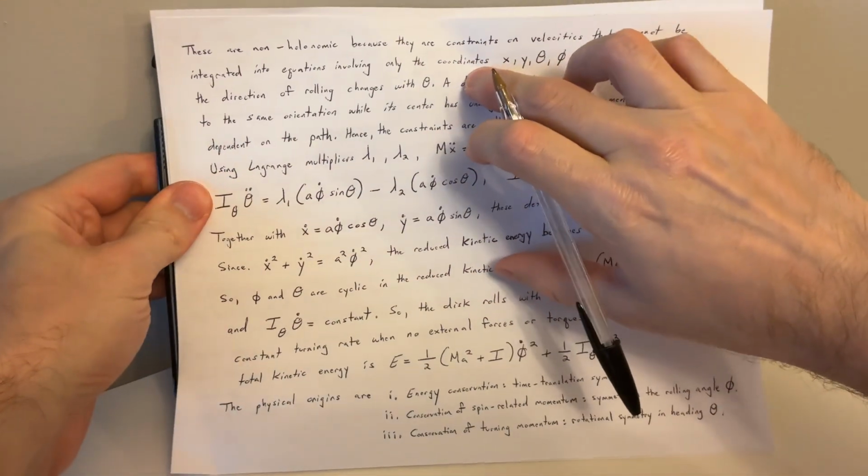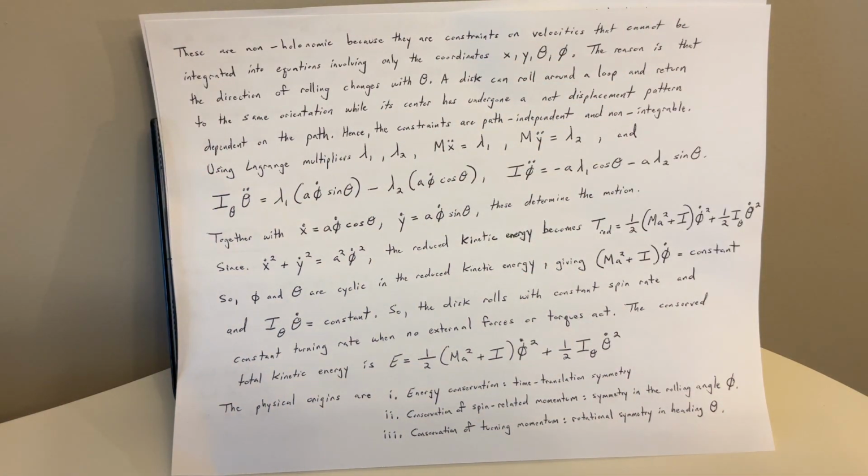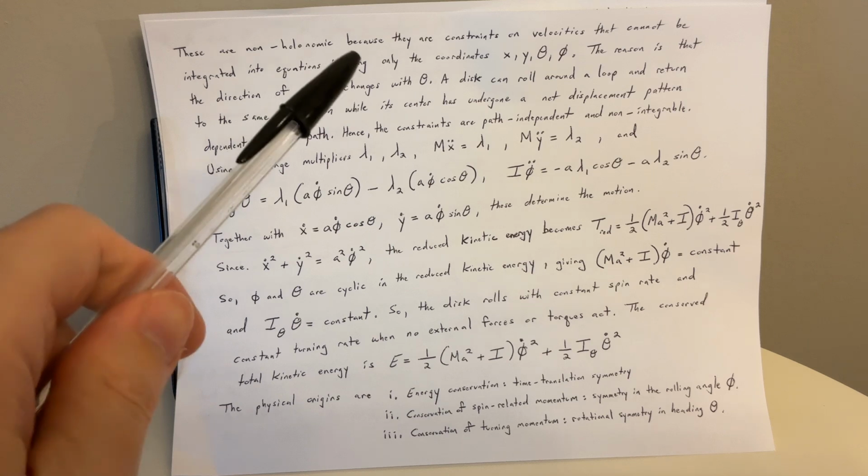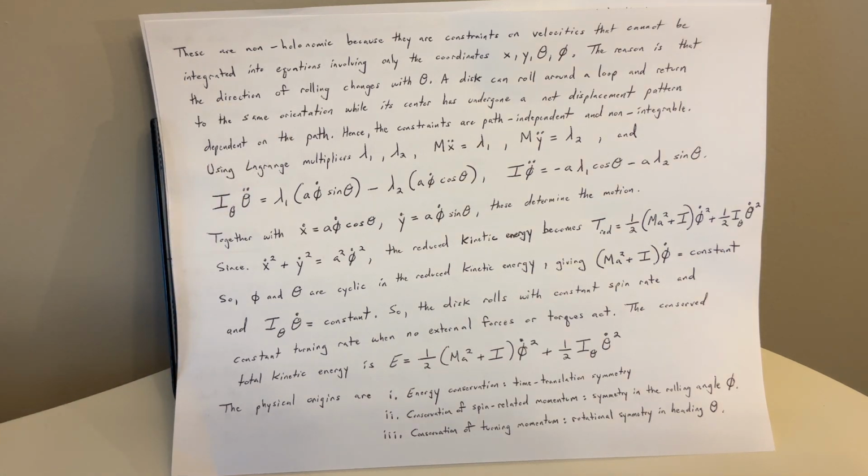we could say these are non-holonomic because they are constraints on velocities that cannot be integrated into equations involving only the coordinates x, y, theta, and phi. So the reason is that the direction of rolling changes with theta. A disk can roll around a loop and return to the same orientation while its center has undergone a net displacement pattern dependent on path. Hence, the constraints are path-dependent and non-integrable.